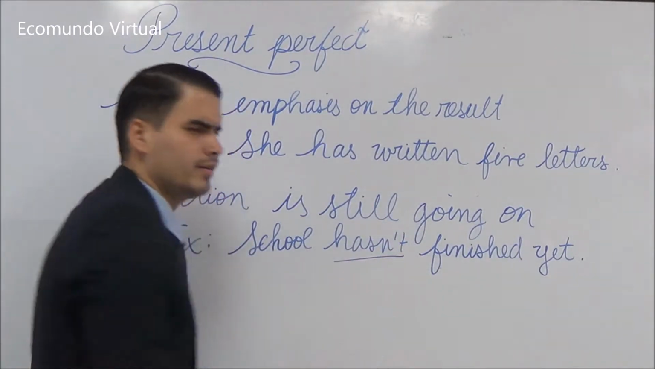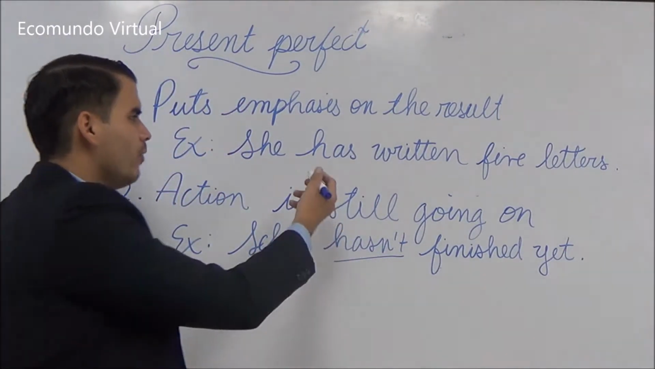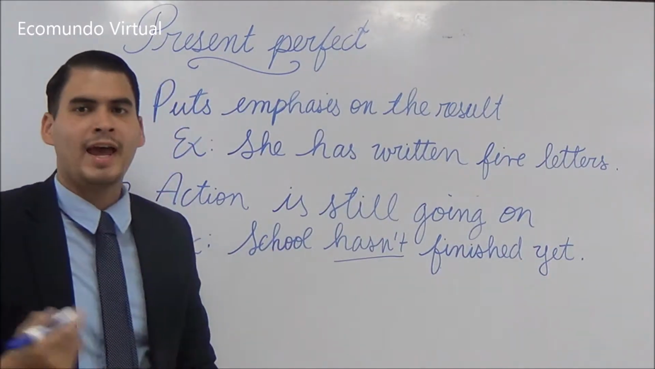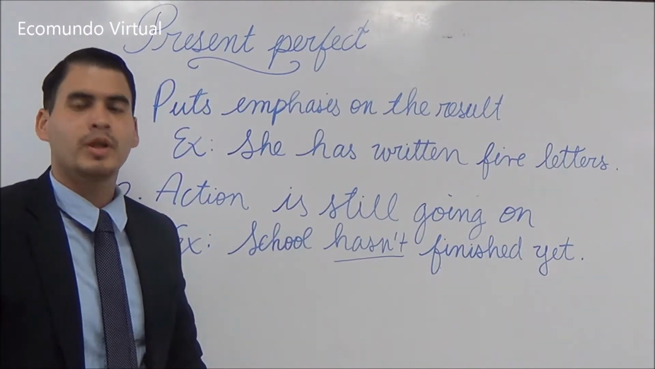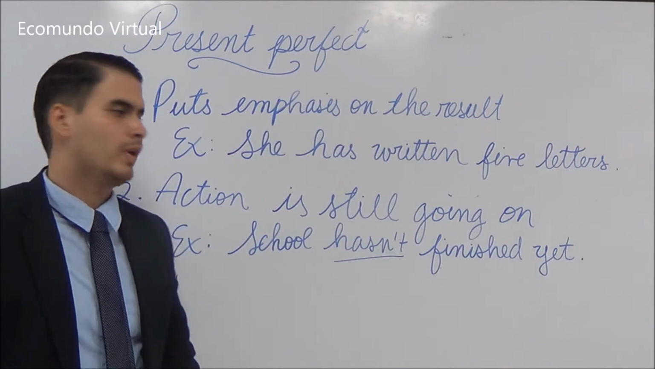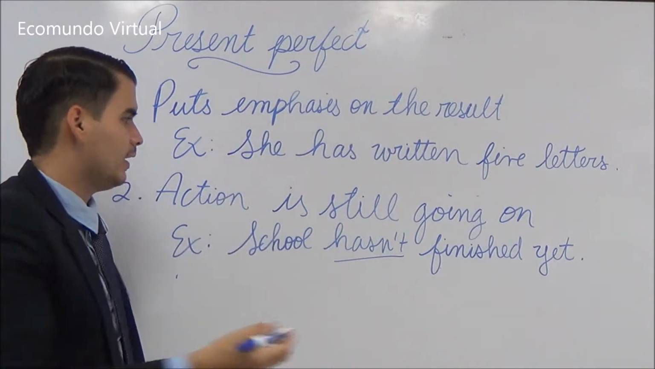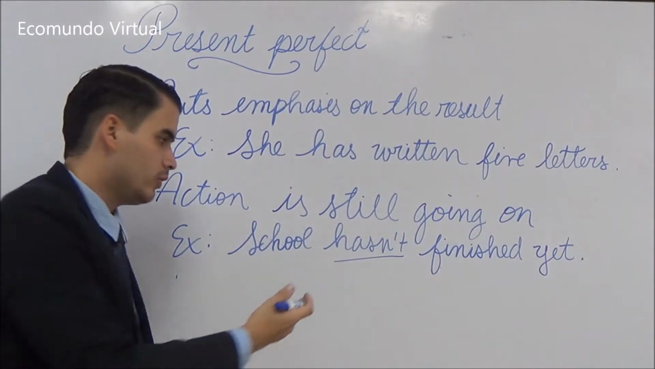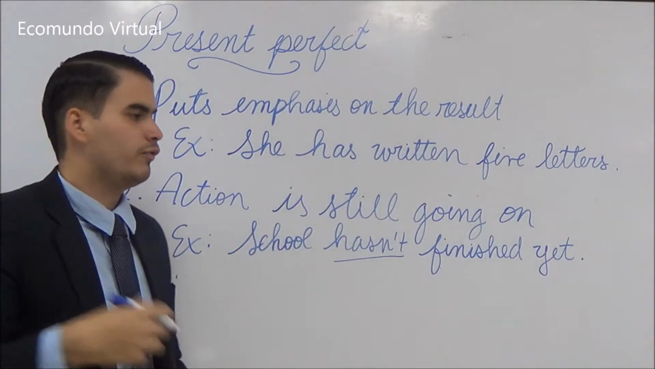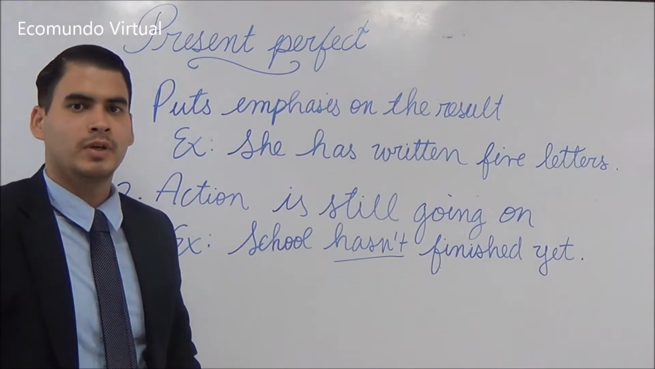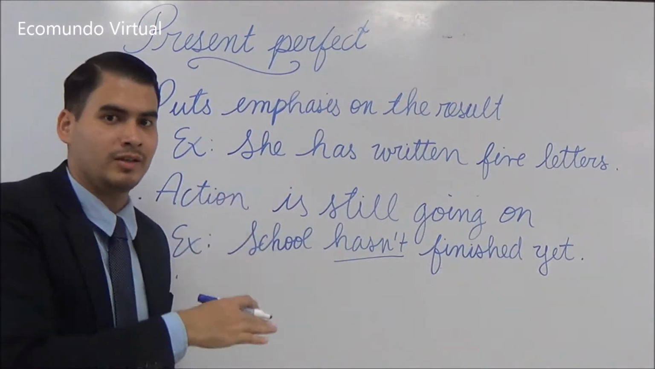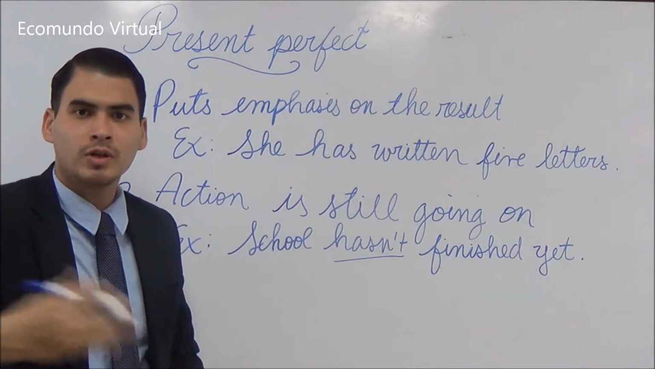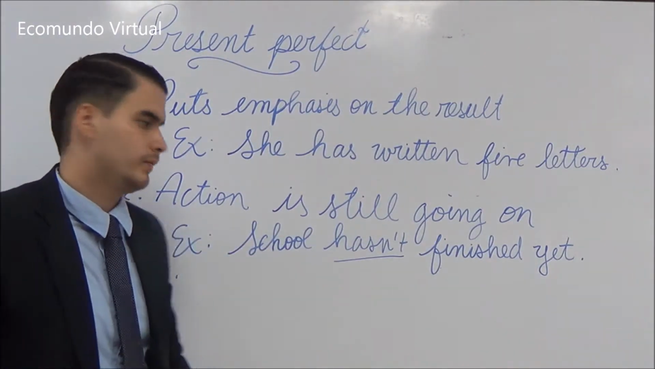What is this? Hasn't. Well, in affirmative, this is an affirmative sentence, we use has. But for negative, we use hasn't or haven't, depending on the personal pronoun. But the characteristic is that the action in present perfect continues, so we use this sentence. School hasn't finished yet. It means that the school started in the past, but the action of going to school continues. The action is not over.